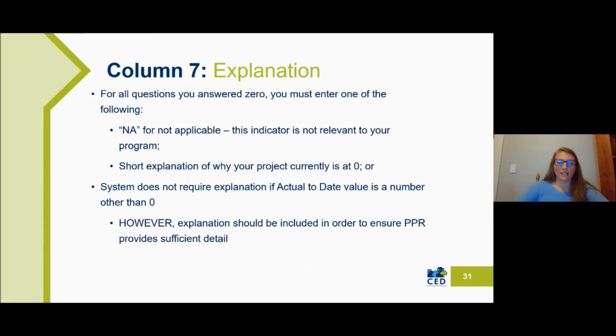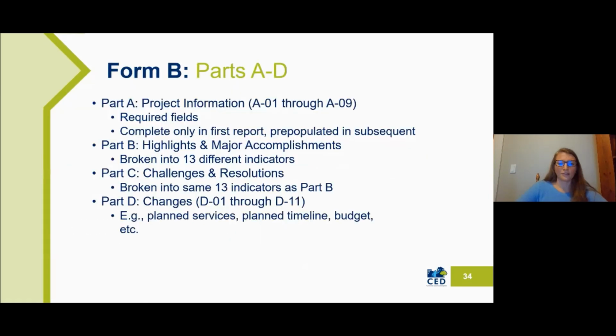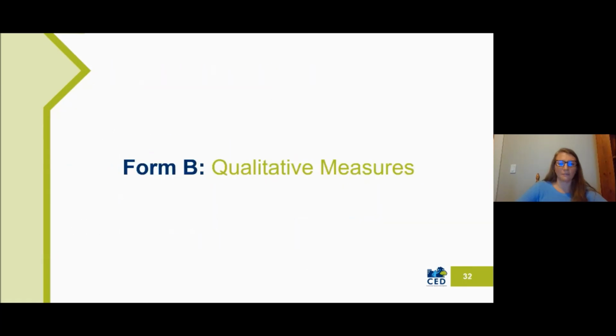And if an indicator does not apply to your program, you don't want to just write NA in the explanation field. You just want to explain it a little bit more. Say our project is focused on business creation and not expanding, so we won't be expanding any businesses. This just helps your program specialist have a better understanding of what the numbers that you put into the to date column mean. This really helps your program specialist get a much better sense of how your project is doing.